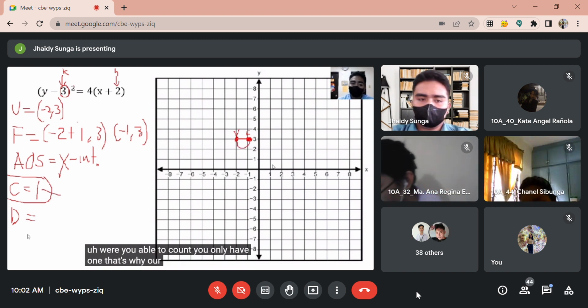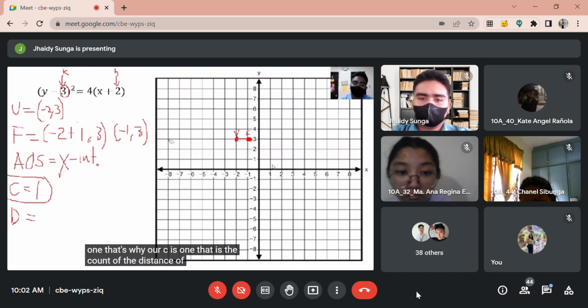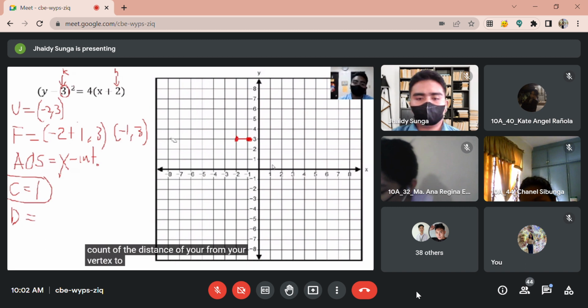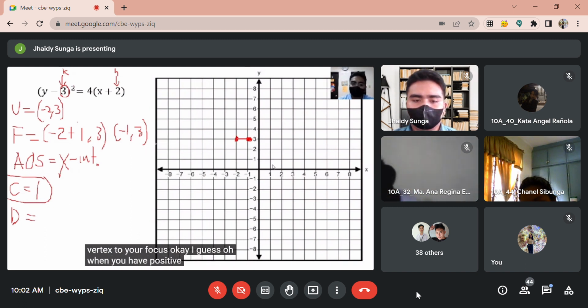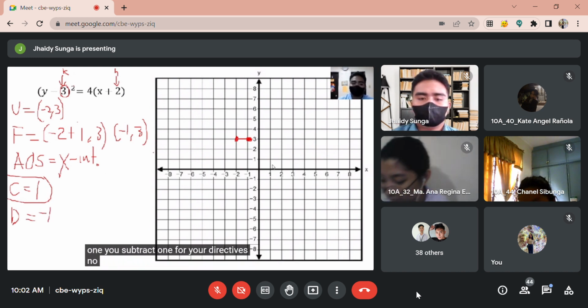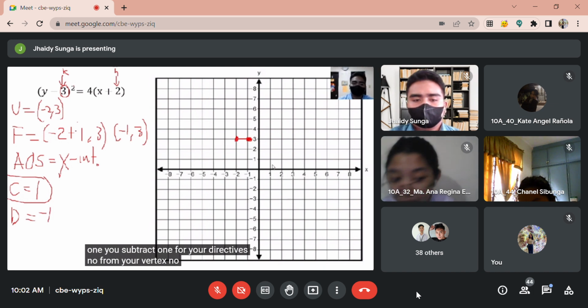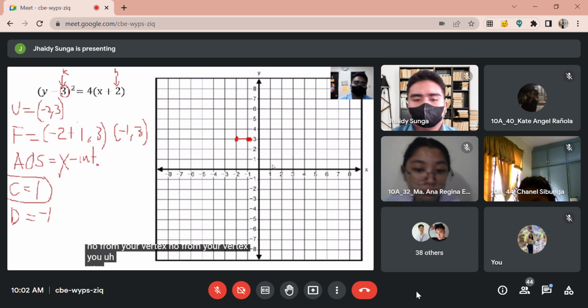That's why our c is 1. That is the count of the distance from your vertex to your focus. When you add 1 for the focus, you subtract 1 for your directrix, from your vertex.